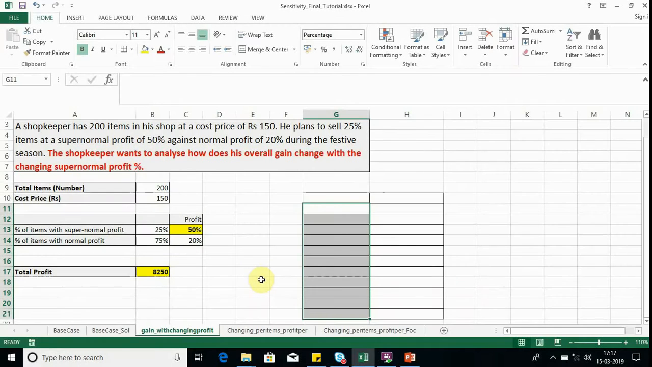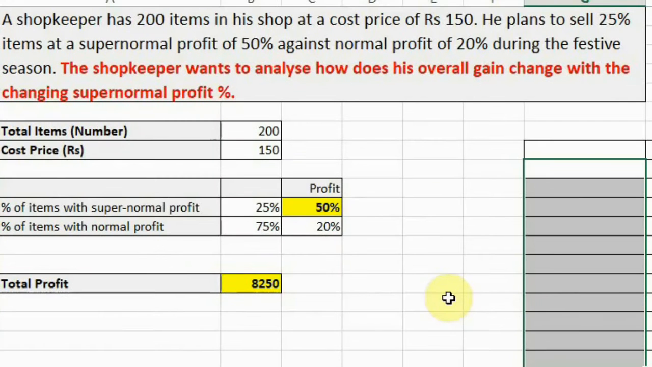Now let's take the problem to the next level. The shopkeeper now wants to analyze how his overall gain changes with the changing supernormal profit percentage. In this particular case, the supernormal profit percentage is 50%, and the corresponding profit by selling all his items is 8,250 rupees, and we saw the calculation. Now the shopkeeper wants to understand that if this particular value, that is 50%, is changed to 40%, or let's say 60% or 70%, how does his profit get impacted?